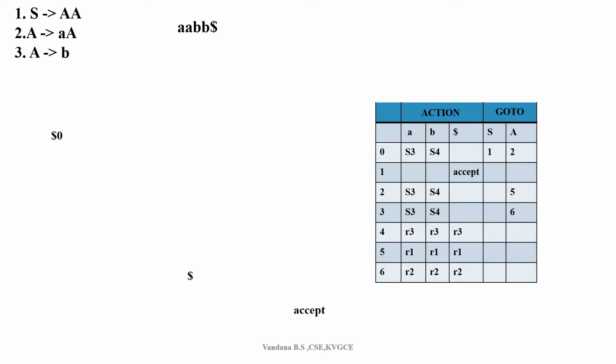Just look at this table. How many states do we have? 6 states. Initially, for the stack, we have to insert 0. And what is the input now? The input is as it is: A, A, B, B dollar. Now I'm looking for the first symbol, that is A. So I only want to see A, which means on state 0 I'm looking at A.